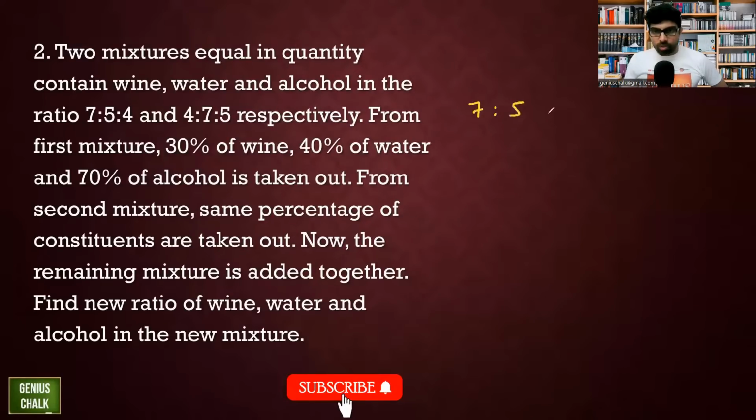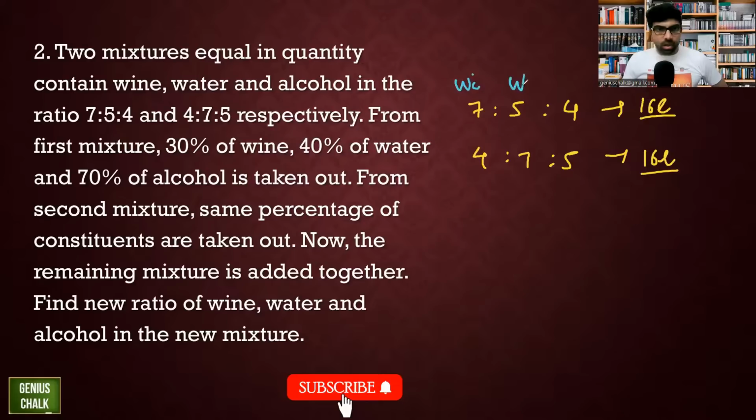So 7:5:4. Then 4:7:5. What is the total here? 12 plus 4, 16 liters. And this also is 16 liters. That means quantity wise, the data is verified. Now this is wine, this is water, this is alcohol.